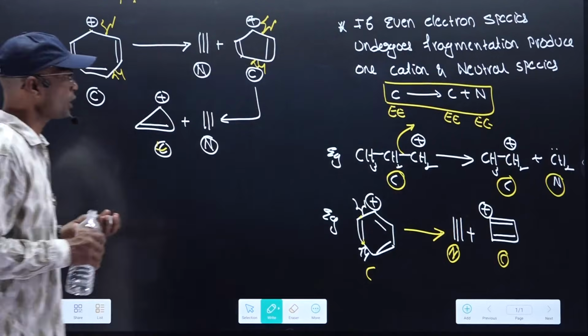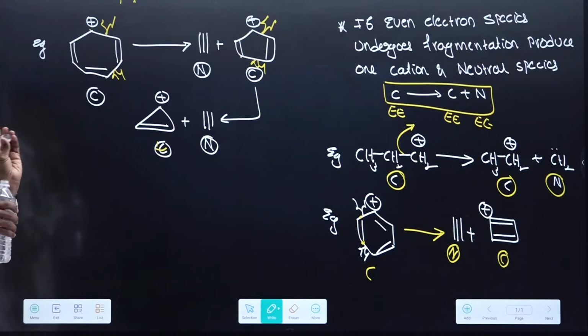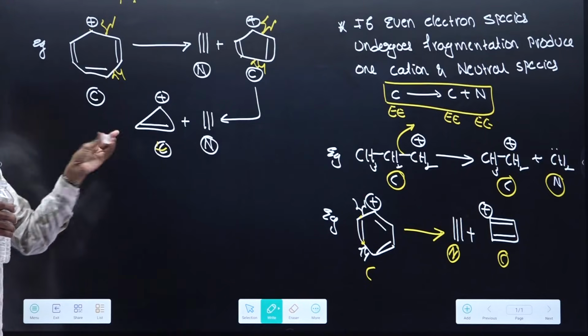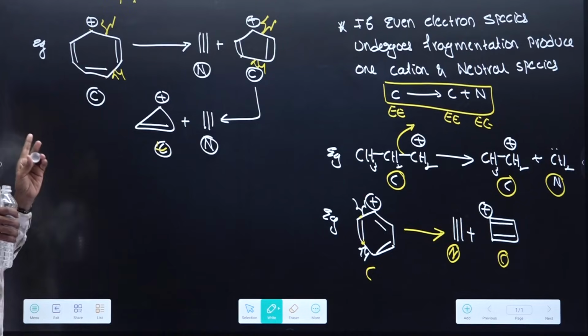So that is about fragmentation pathways. Only these 3 fragmentation pathways are there. If you remember this, mass spectrometry is very easy for you. Where to break, it is very easy.